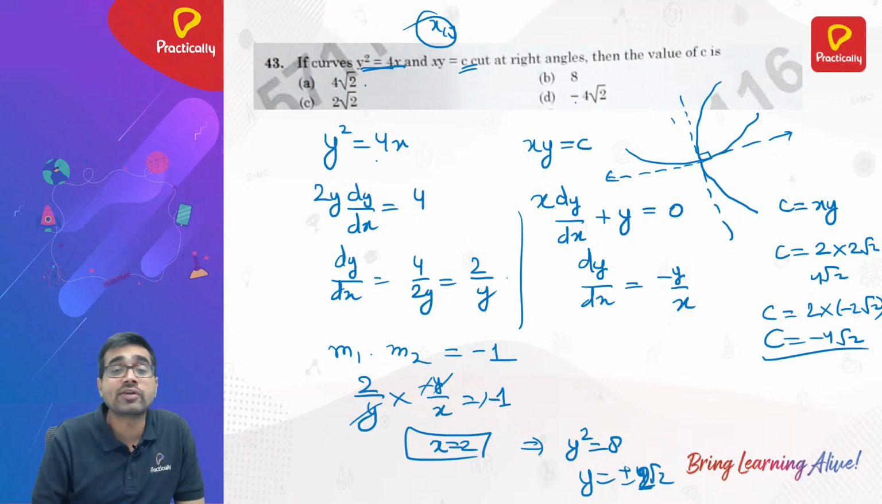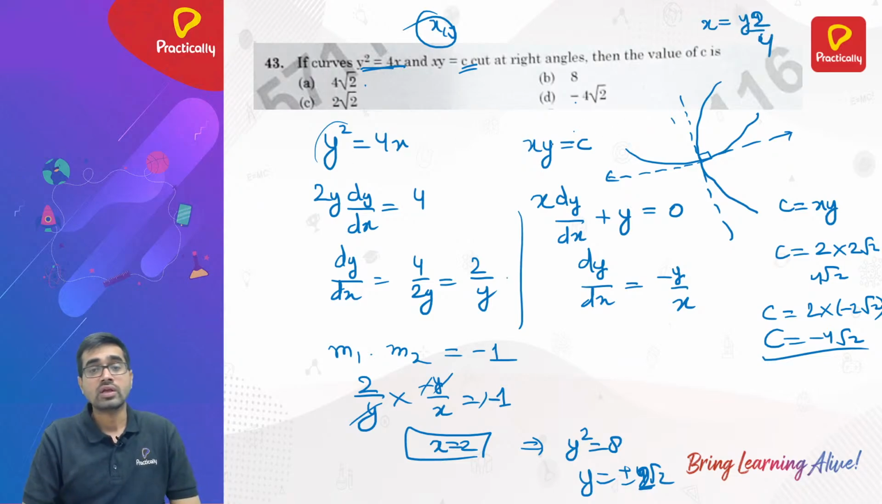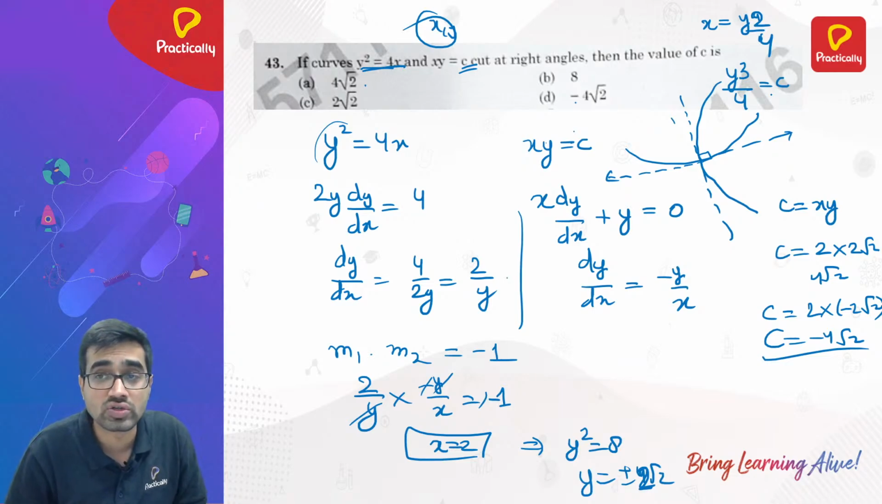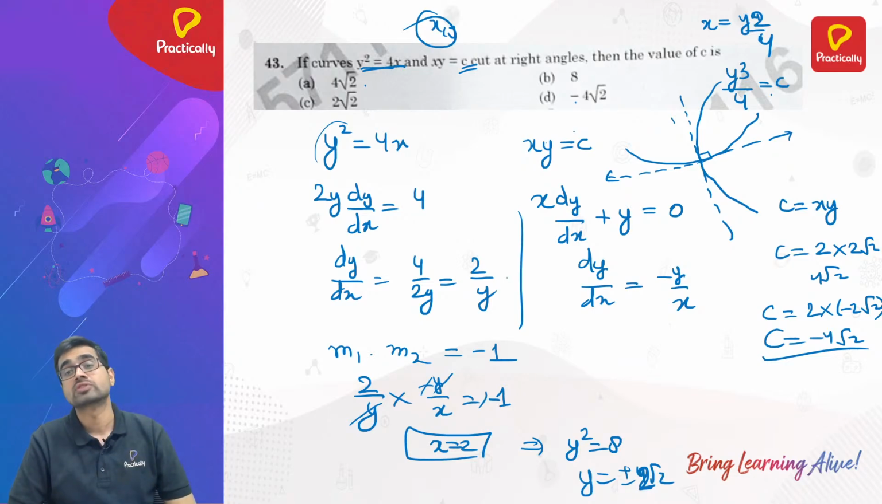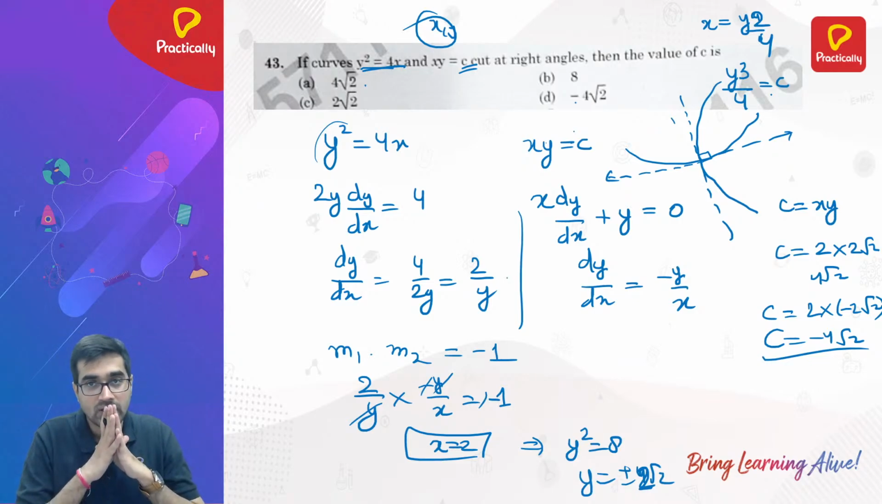Now, let us try to understand. If y square is equal to 4x, then x is y square by 4 from equation number 1. So if I put it here, I get y cube by 4 equals c. So y is getting cubed, so c is depending on y cube. Now if y is positive, again I'll run into this case. This seems to be a little tricky.